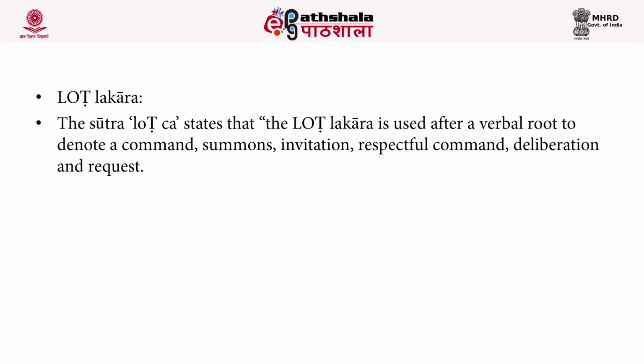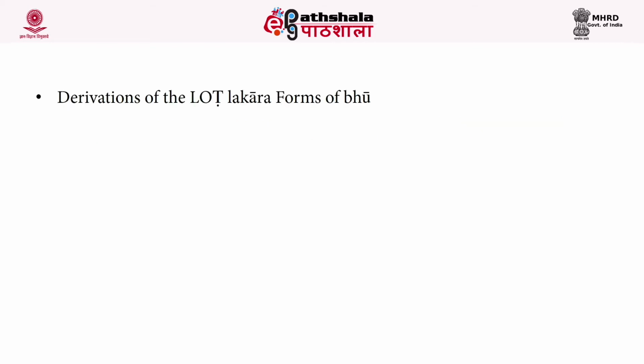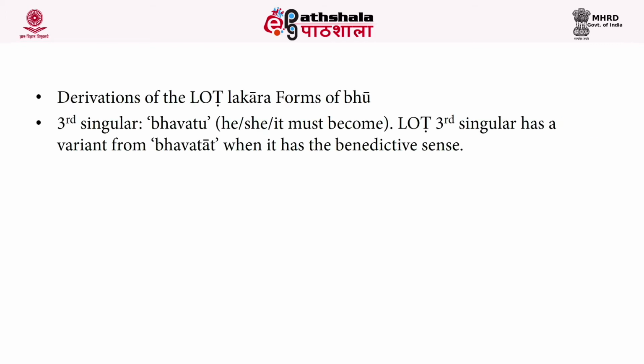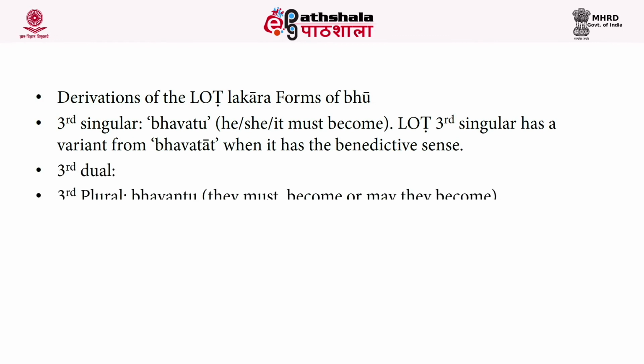The sutra Lah Parasmaipadam 1.4.99 states that the first 9 affixes of the pratyahara tin and also the suffixes shatri and kvasu are called parasmaipada. These 9 suffixes are tip, tas, jhi, sip, thas, tha, mip, vas, mas.